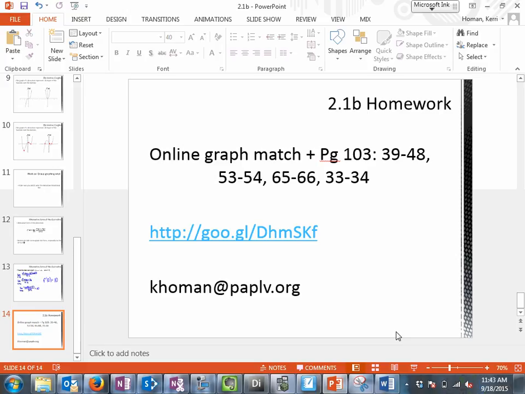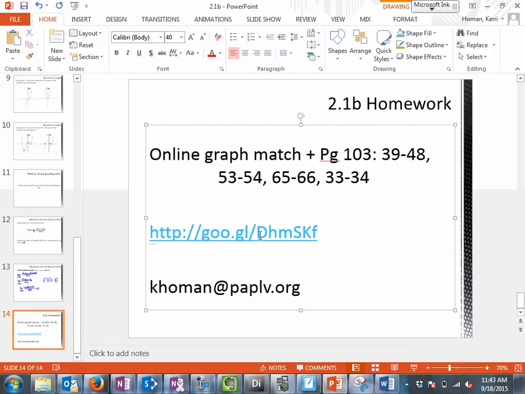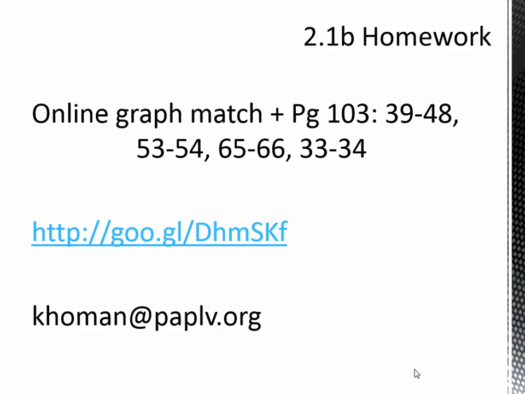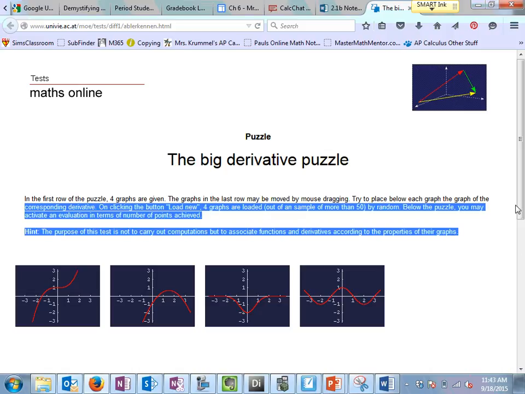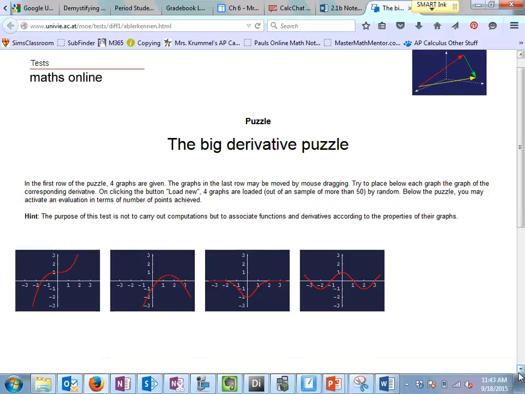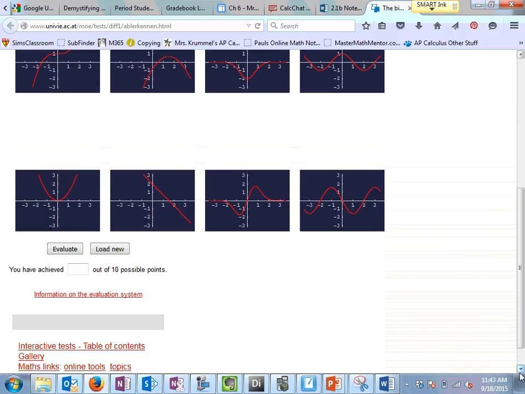Can you click on that and see where it goes to? Yeah, so that we can know. The big derivative puzzle. So what you do here, scroll down, and then you match them up. And it tells you if you're correct.